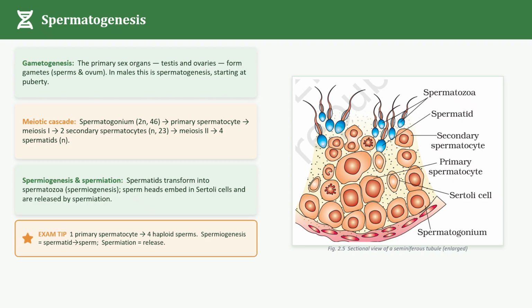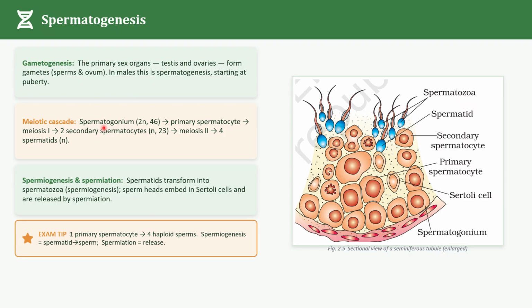Spermatogenesis. It is the process by which sperms are formed in the seminiferous tubules of the testes. It begins at puberty and it continues throughout adult life. So we are going to see the stages of spermatogenesis here. The first one is the formation of primary spermatocyte.